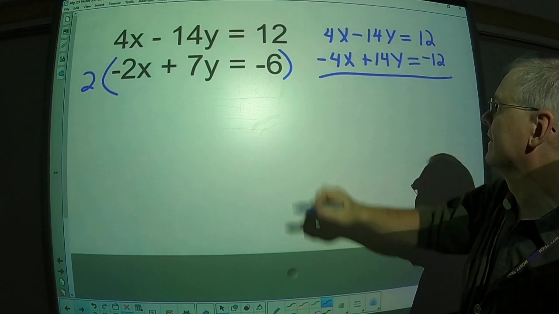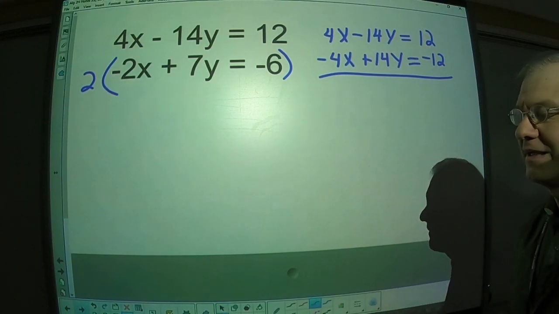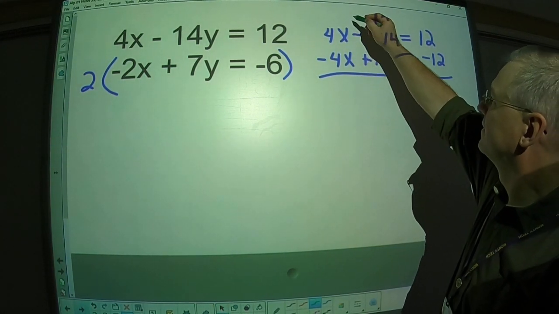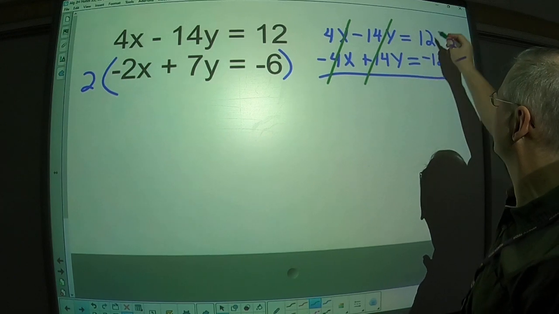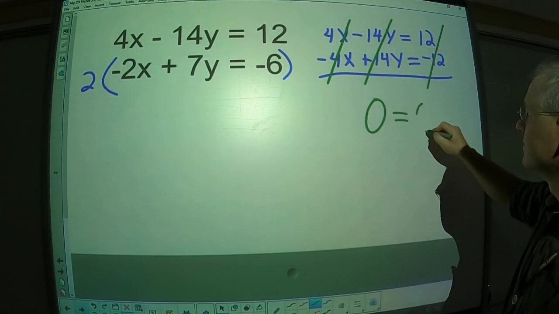Now let's look at that. What do you notice? Yeah, you're right. Everything cancels. This cancels out, that cancels out, that cancels out. So I end up with 0 equals 0.